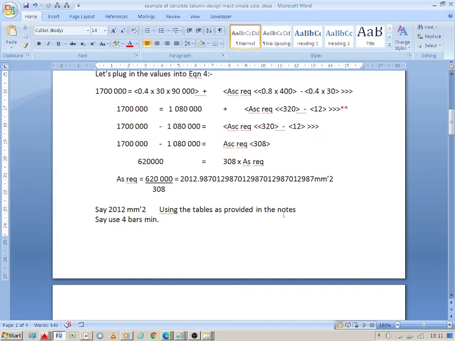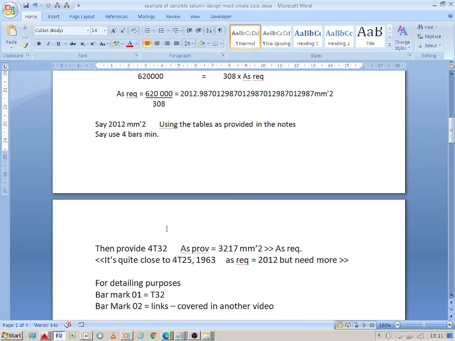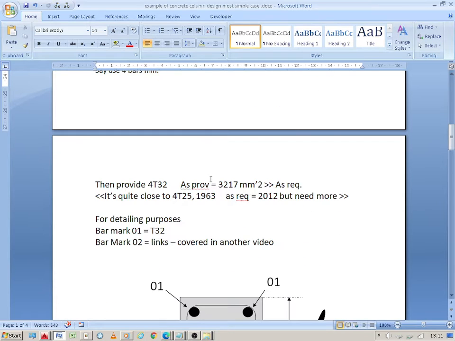So using the tables as provided in the notes, say use 4 bars minimum, then provide 4T32, AS provided equals 3217 millimeters squared, which is greater than AS required. The AS required is close to 4T25, but it's just over by about 50 millimeters squared. AS required is 2012, but need more. So in practice, you could get the load down a little bit just to bring it down to 4T25.